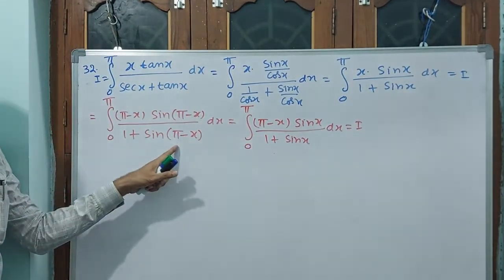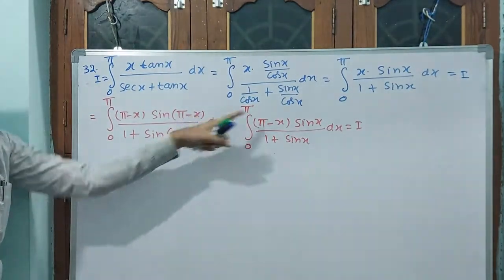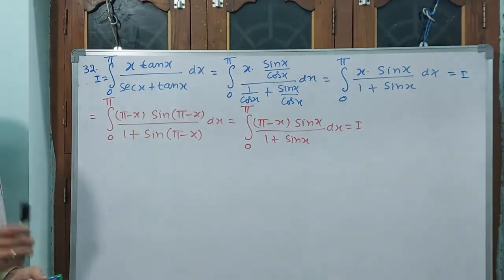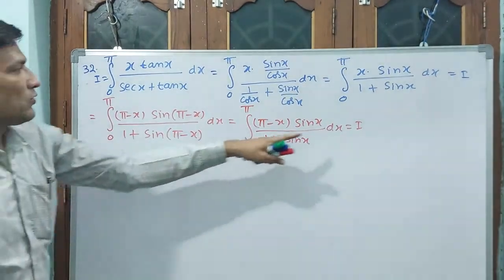First of all, is it correct? Why? Because sin(pi minus theta) is sin theta. Okay, pi minus x will be there. See what I am doing now. I am adding both, I plus I.